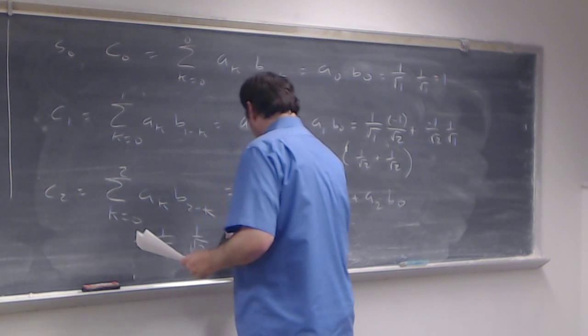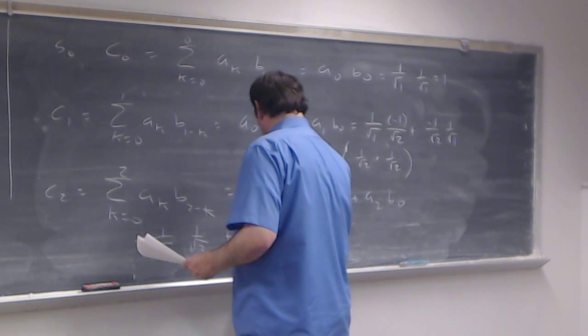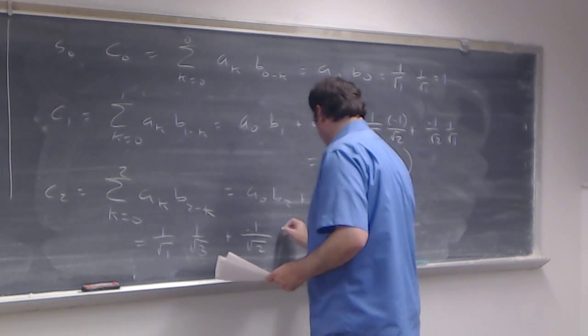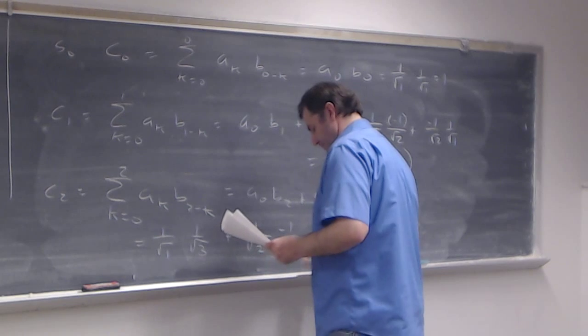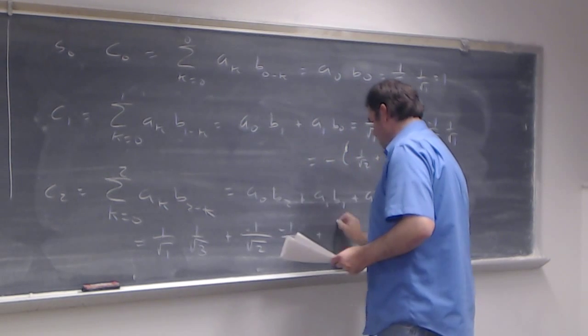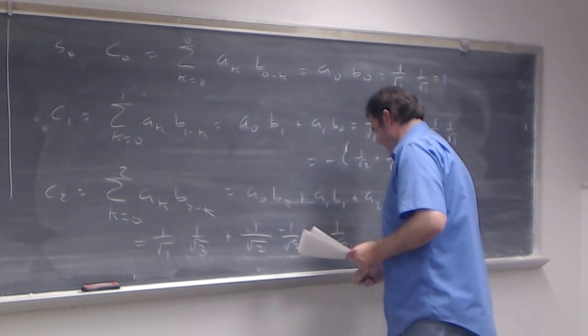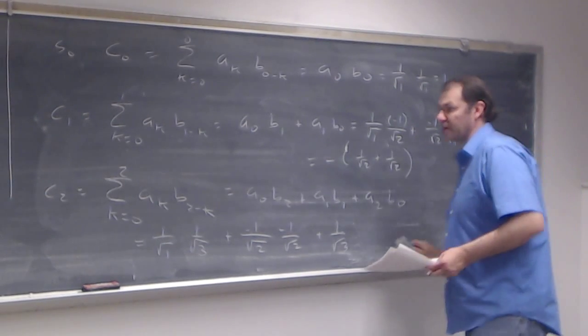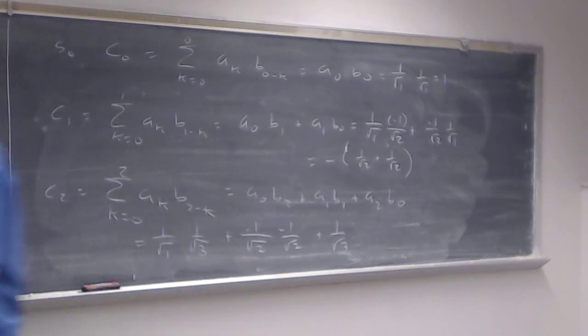And then plus here, this is going to be minus 1 over the square root of 2. And here, this is going to be minus 1 over the square root of 2. And then this is plus 1 over the square root of 3. I'm just going to leave it like that. We'll also do C sub 3 just to get some more experience calculating these.